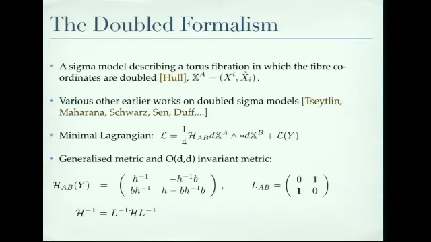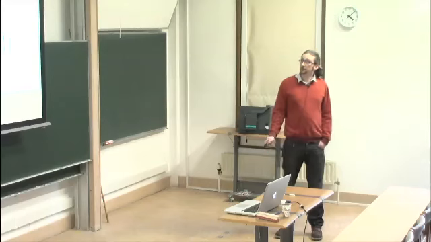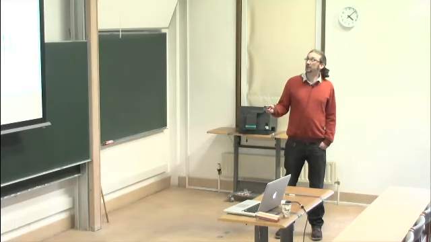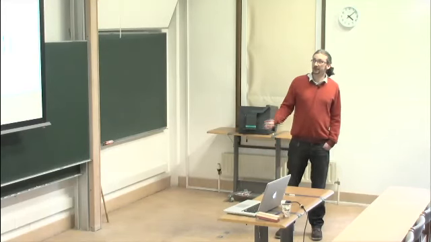So the formulas I'm going to use are due to Hull, but there was lots of earlier work on doubled sigma models by people like Tseytlin, Maharana and Schwarz, Sen and Duff as well. And the very simplest form of this Lagrangian we can write down looks like this. It looks like an ordinary kinetic term for the doubled coordinates now. And instead of just the metric, we have some doubled metric, whose indices run over the complete doubled set here. And this L_y is just the ordinary sigma model Lagrangian for the base piece.